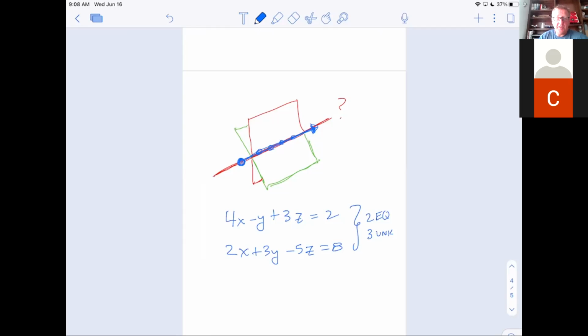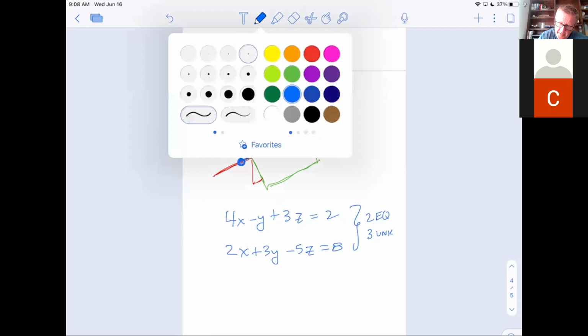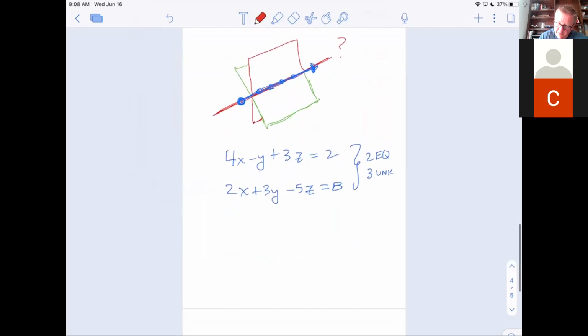The cool thing is there are all kinds of things you can do. To find 1 point, I could just pick, and by the way, this isn't the easiest way to do this, but I'm just going to say x is 3. That line goes forever, right? The red line actually goes forever left and right. So isn't there some point on it where x is 3? Easier would be to pick x is 0, but just to show you, if x is 3, then see what happens. It becomes 12 minus y plus 3z equals 2, and 6 plus 3y minus 5z equals 8.